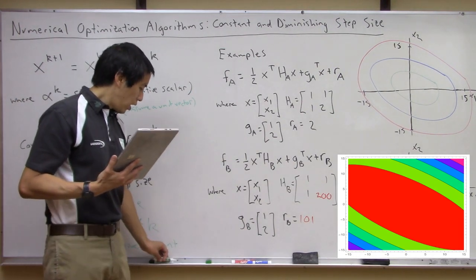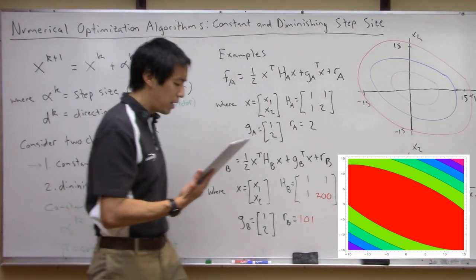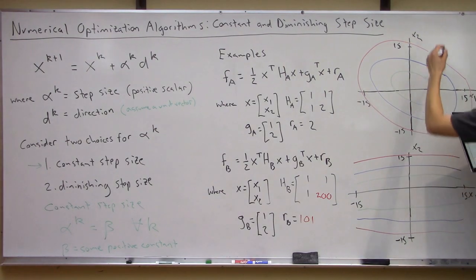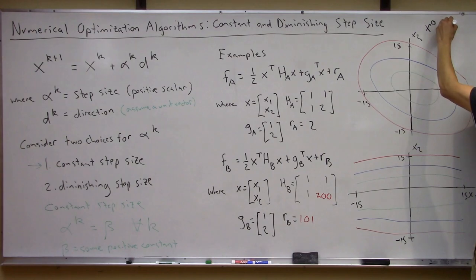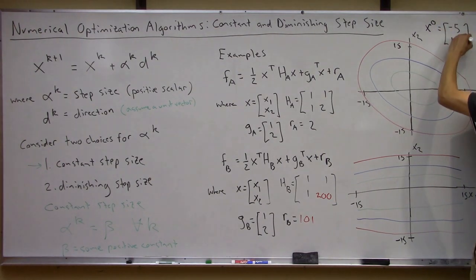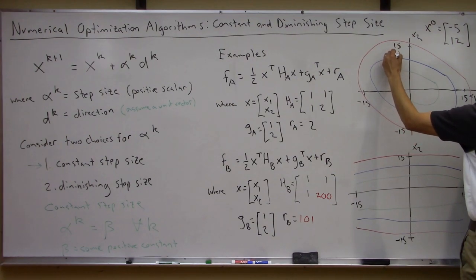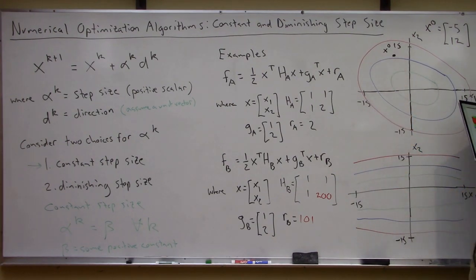Now, in the example I'd like to consider, let's think about starting at some initial condition. In fact, let's look here. What did I pick? Let's use x0 of the same thing we did last time. How about minus 5 and 12, right? So what we're saying is we're going to start here at minus 5, 12, I don't know, it's somewhere around here, right? Here is x0, okay?